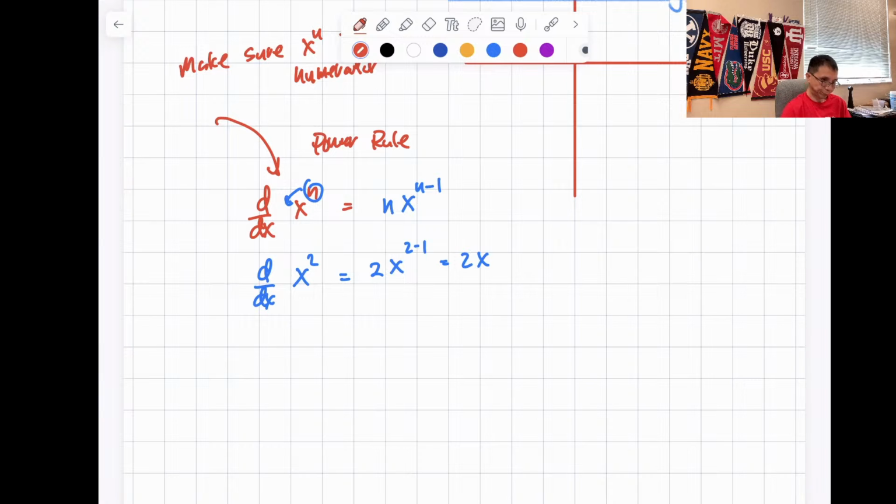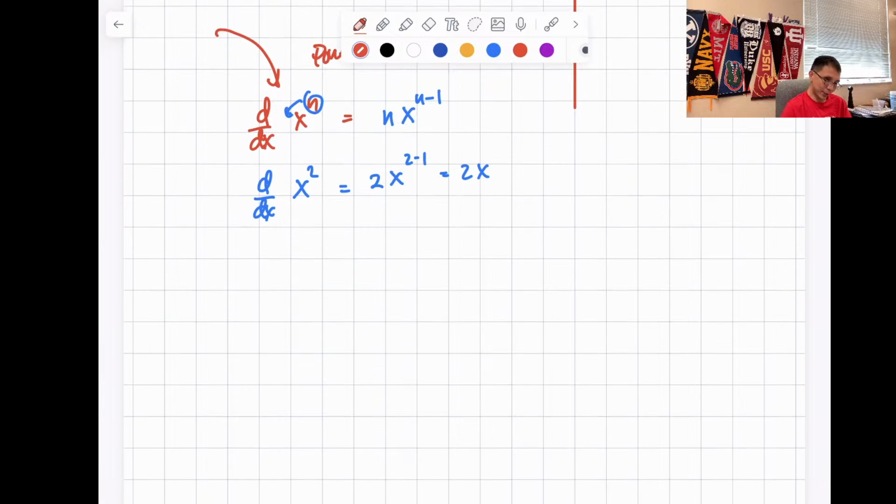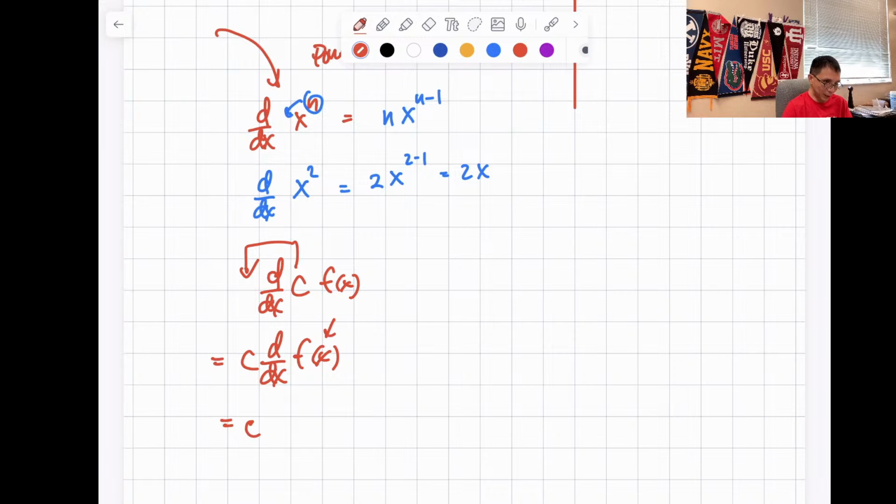Imagine this. Also, we're going to talk about the derivative of a constant times f of x. If you ever have a constant, you can take it outside. So d/dx of c times f of x can be c times the derivative of f of x, which is f prime of x.